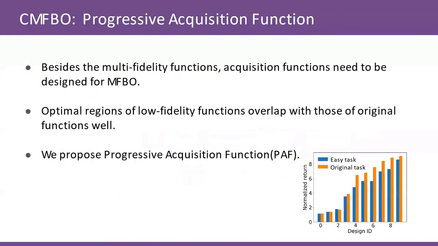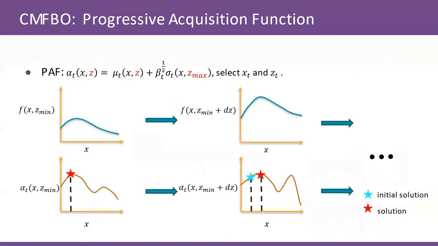After constructing the multi-fidelity function, we need to design the activation function. In experiments, we found that optimal regions of low fidelity functions and original functions overlap well. Based on this key observation, we propose our progressive activation function, PAF. PAF is similar to GP-UCB acquisition function. The difference is that the task difficulty parameter z is included. PAF can be seen as an approximation of GP-UCB acquisition function at task z.